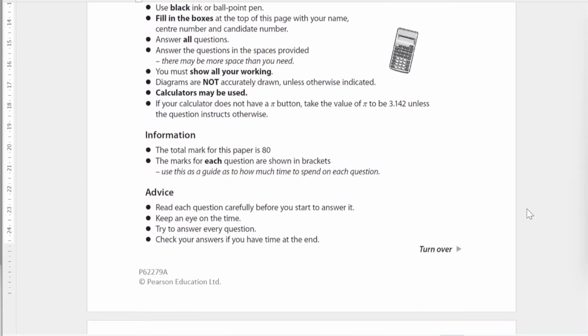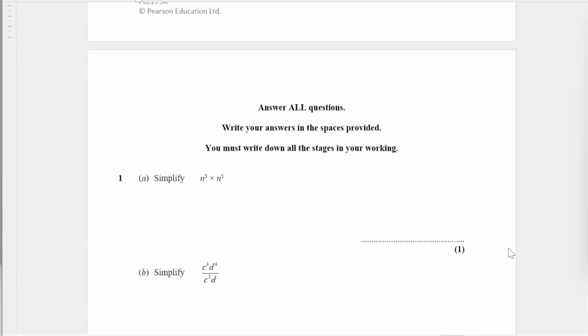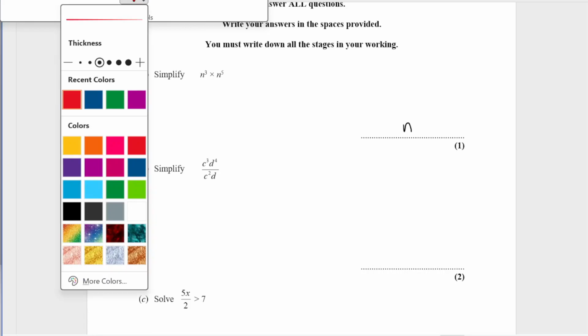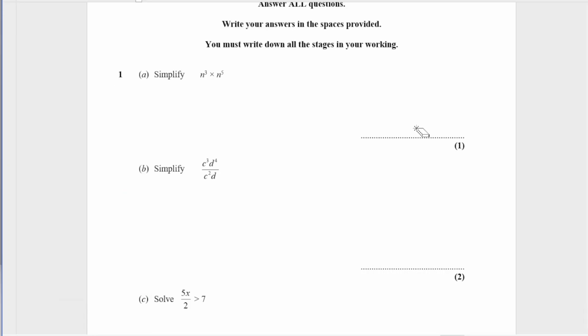Okay then, question 1. Simplify n to the power 3 times n to the power 5. Well, we're going to just add the powers, so that's going to become n to the power 8. I'm just going to change the paint colour, I don't like that one. Got purple. So that's going to be n to the power 8.